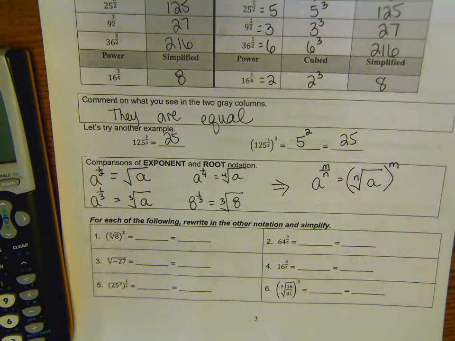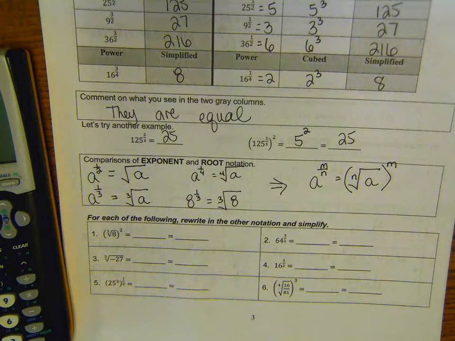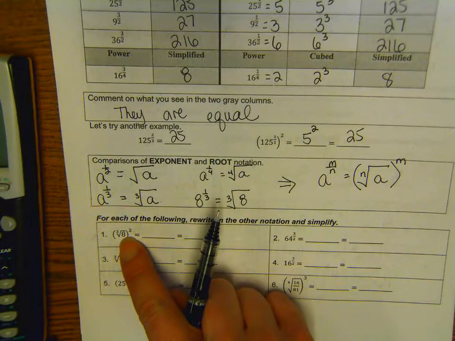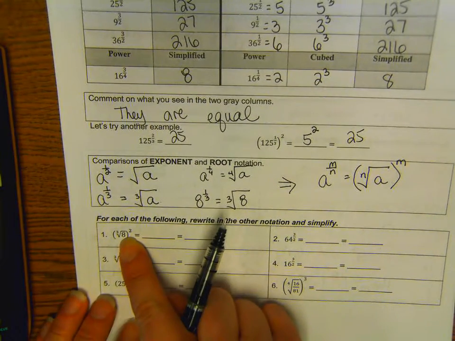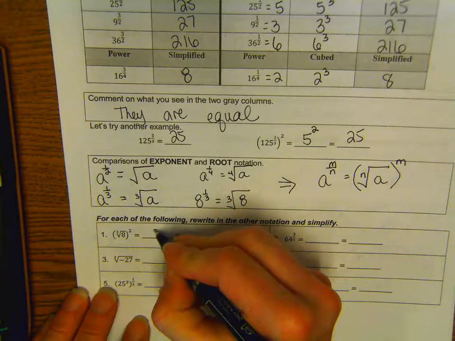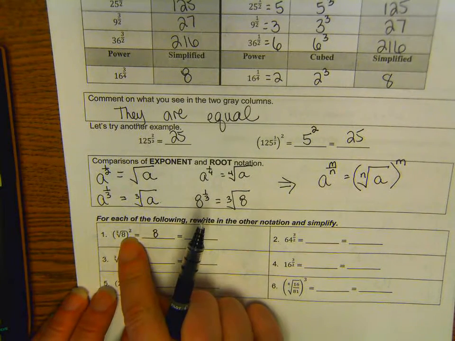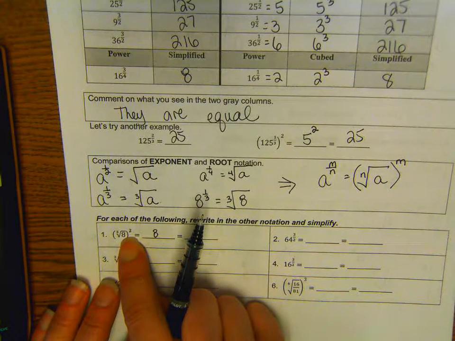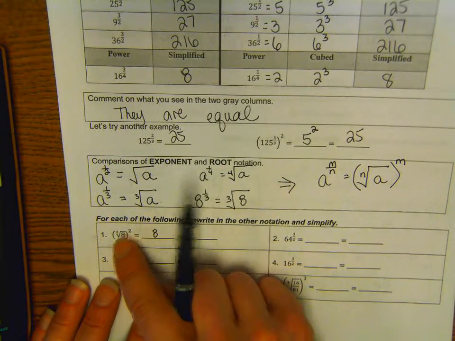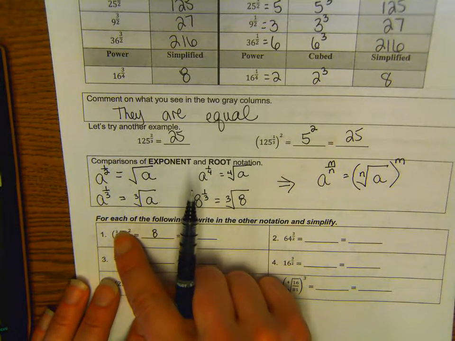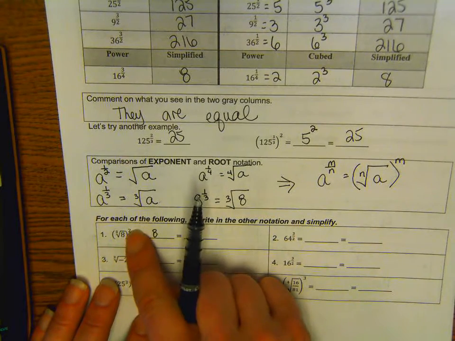Okay, so what I'm asking us to do together in these last 6 is to rewrite it in the other notation. This one is written as a root. Let's write it as an exponent. This would be 8. What would its exponent be? It's a fraction, guys. How do I write the cubed root part? The 1/3, and then raise it to the second power.